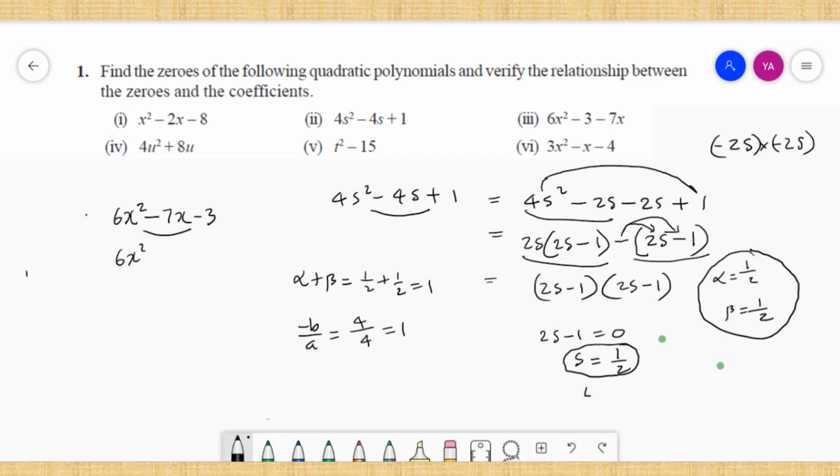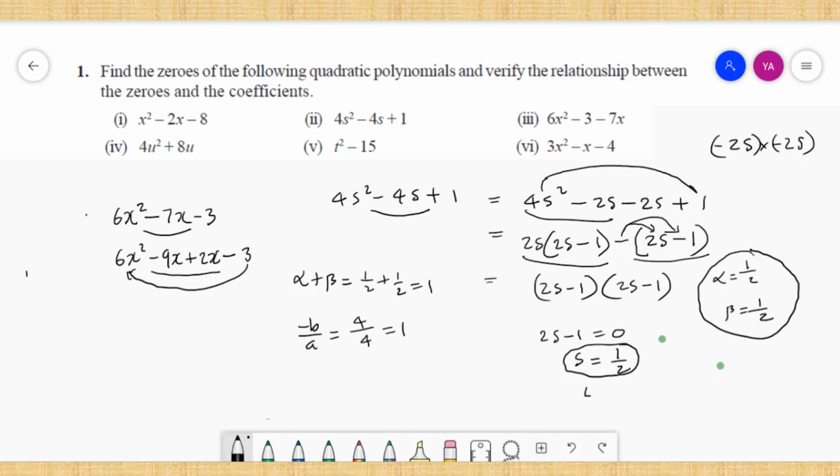So 6x square minus 9x plus 2x minus 3. Minus 9x plus 2x is minus 7x, that's right. And minus 9x into 2x gives minus 18x square, the same as 3 into 6x square. So this is the choice. Then you can continue.